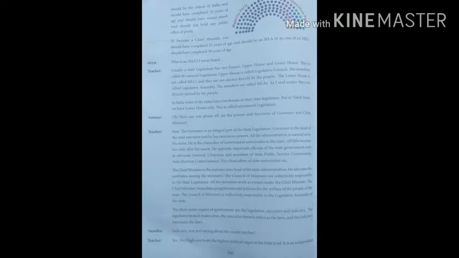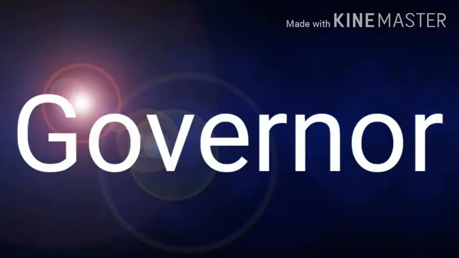Sure, the governor is an integral part of the state legislature. The governor is the head of the state executive and he has enormous powers. All the administration is carried on in his name. He is the chancellor of government universities in the state. All bills become law only after his assent. He appoints important officials of the state government such as the Advocate General, chairman and members of state public service commissions, state election commissioners, vice chancellors of state universities, etc.